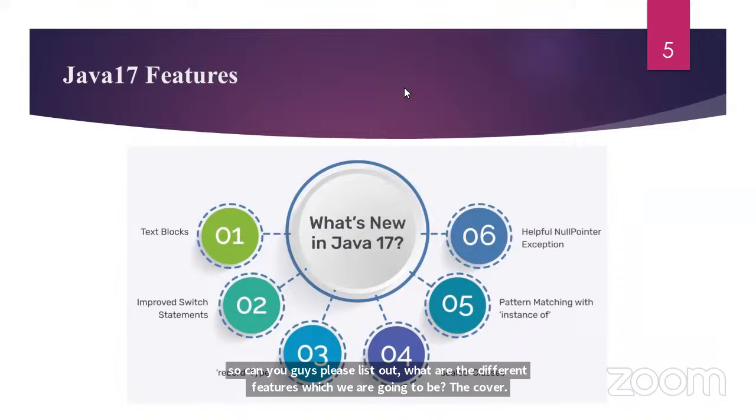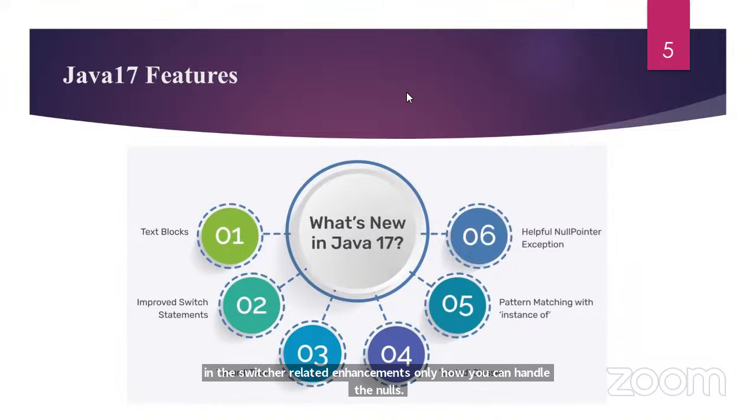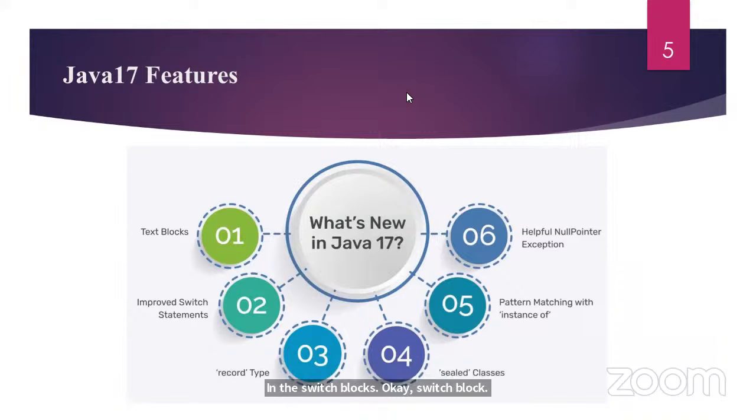Yeah, null pointer. What about the null pointer exception? The null pointer exception takes place in the switch related enhancements only: how you can handle the nulls in the switch blocks. Pattern matching, guarded patterns, and how you can handle the null pointers in switch block. All these things come under switch related enhancements, guys.